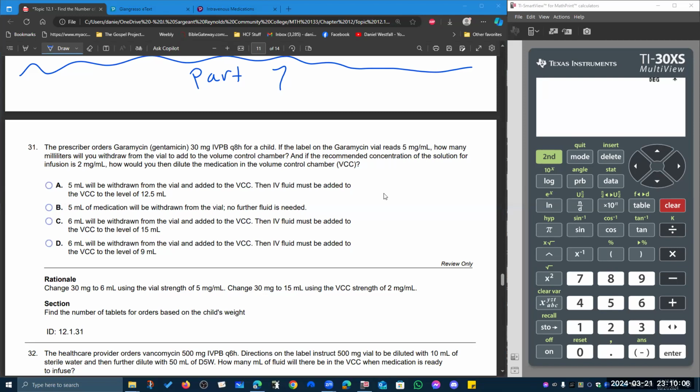These problems we'll be talking about volume control chamber or VCC problems. Let's look at our first problem.